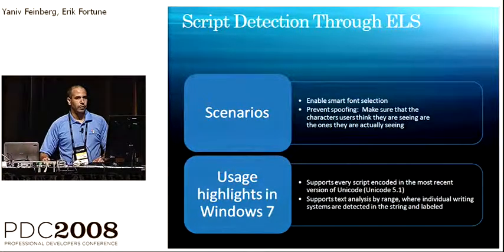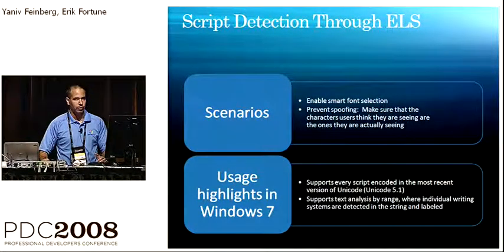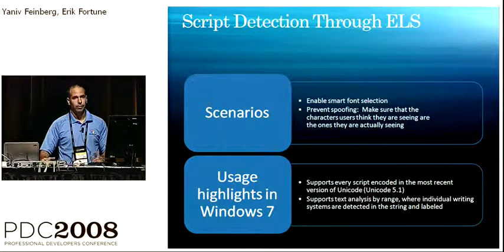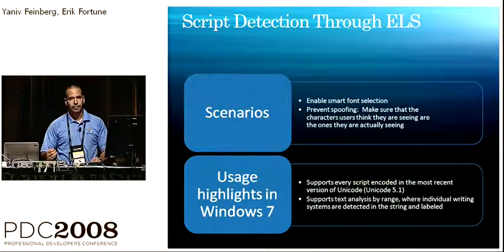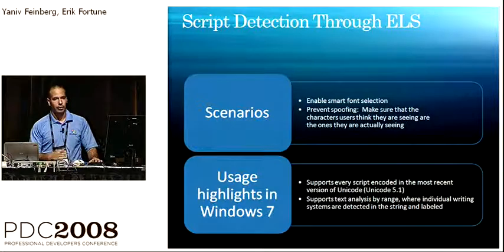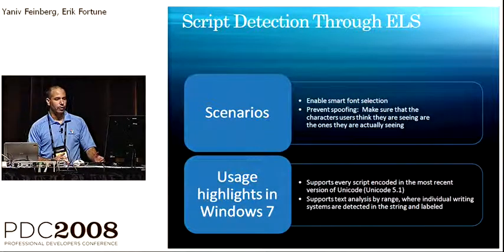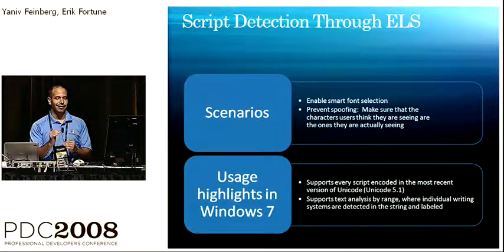The next service that we provide is script detection. Script detection, as I explained before, is basically detecting the writing system or the character set that the text is categorized in. Some scenarios you can use it for: if you know the script, you can look at which fonts contain that script and show just that set of fonts instead of a very long list, so you can be smart about fonts.